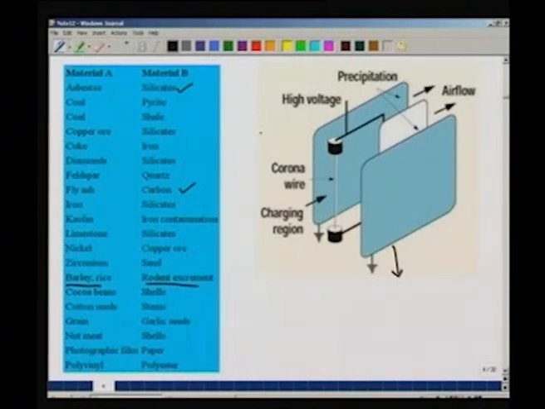Or I might like to separate cocoa beans from the shells. Cocoa beans are used for making chocolates, which we all like. I might like to separate grain from garlic seed, so on and so forth. Or photographic film from paper, polyvinyl from polyester. All these can be done by using the separation method.